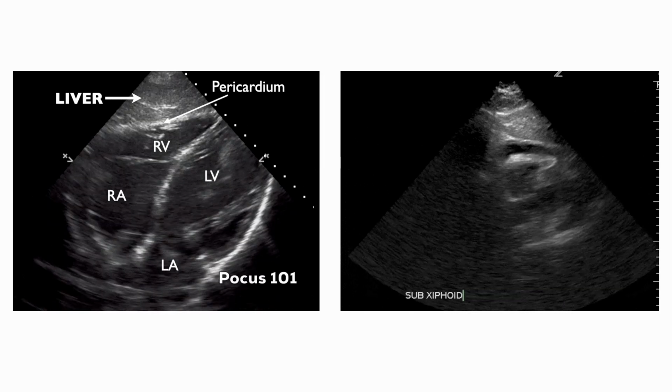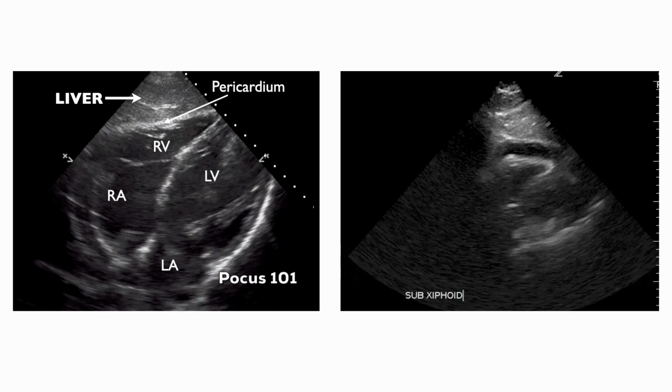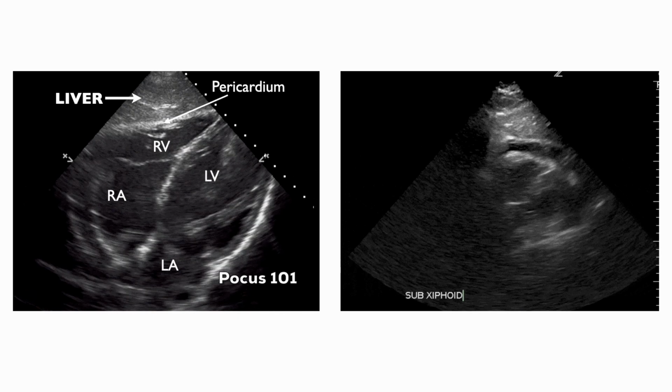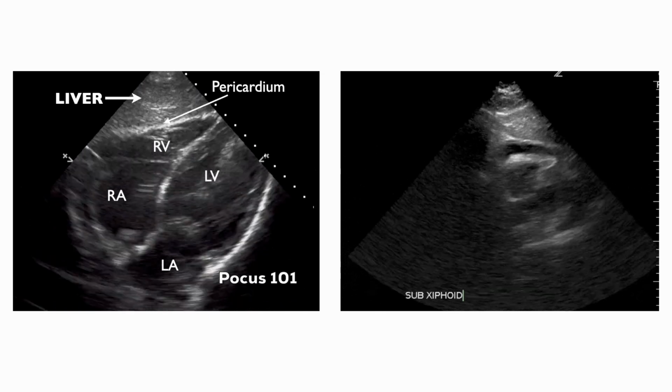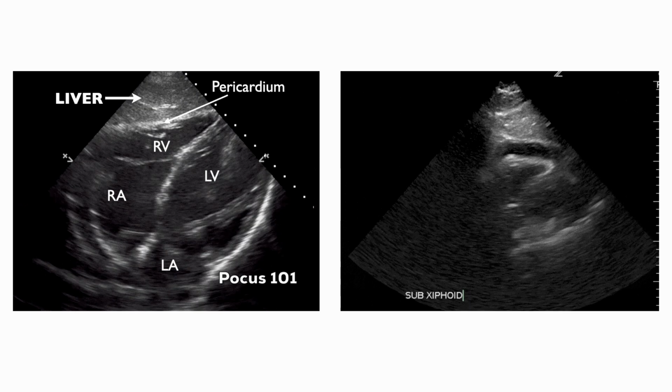Now it gets a little more advanced. We're trying to figure out tamponade on ultrasound. But what you do is you take this information, put it together with other clinical signs like hypotension, JVD, all that good stuff, to determine if you're concerned this patient might actually have tamponade.